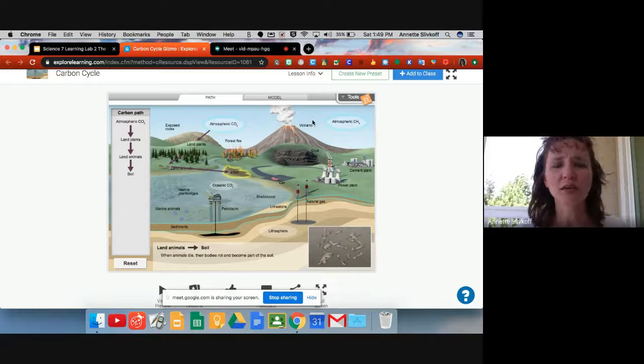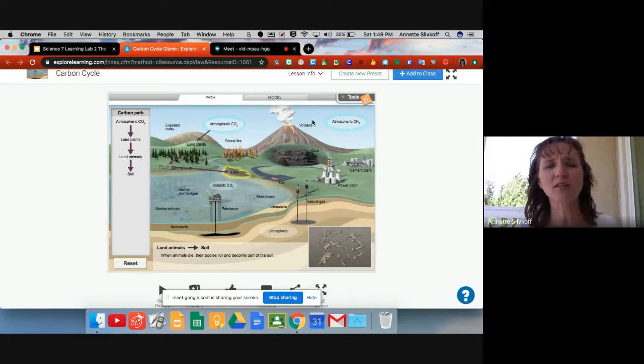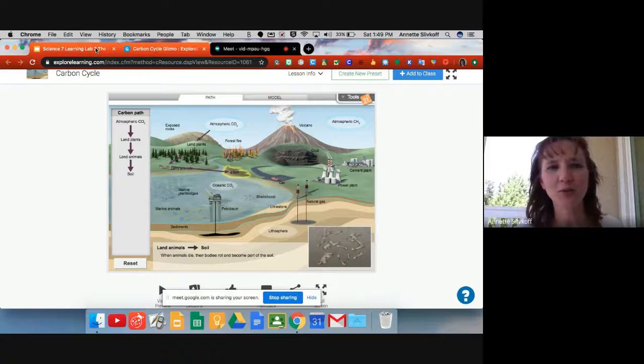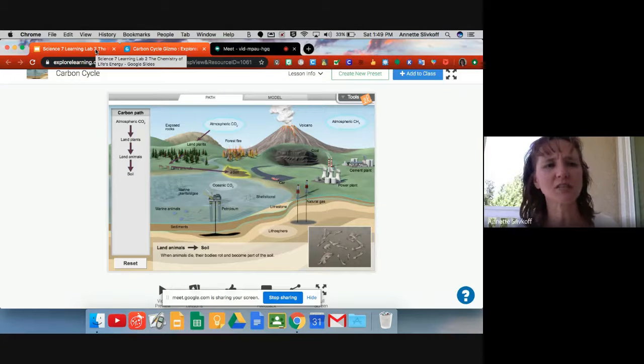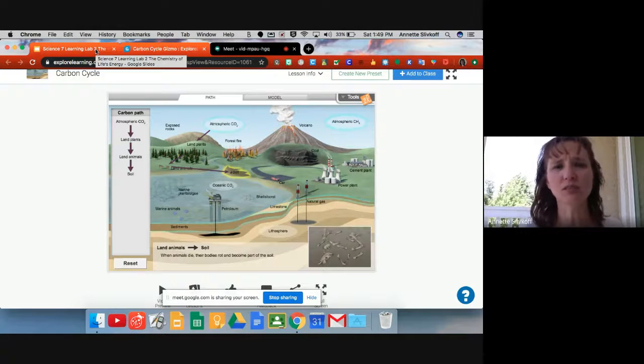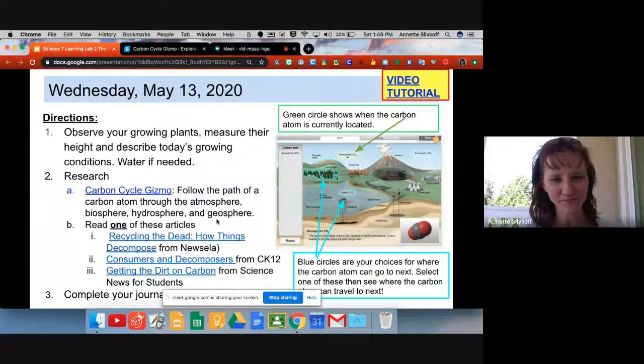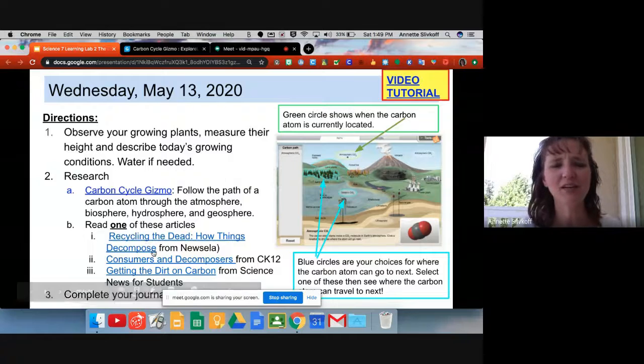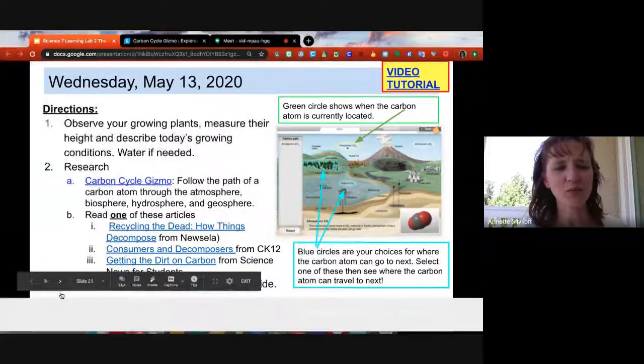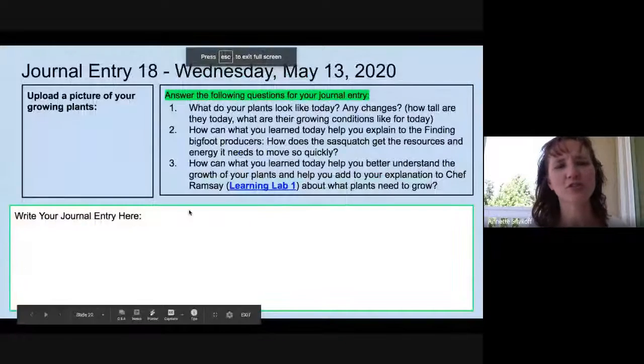Your job here is just to play around and see where this carbon can go within what we call the carbon cycle or carbon path. So you're going to be exploring that. Just take a few minutes and do that. Make sure that you log in to Gizmos, otherwise it limits you to your 5 minutes. And like always, if you've forgotten your username or password, email me and I will get that to you as soon as possible. Once you've played around with that, you're going to go ahead and read one of those articles. And then you will move on to your journal entry for the day.